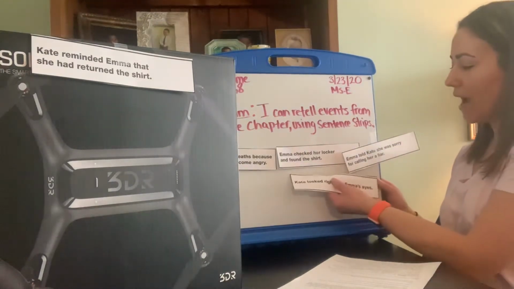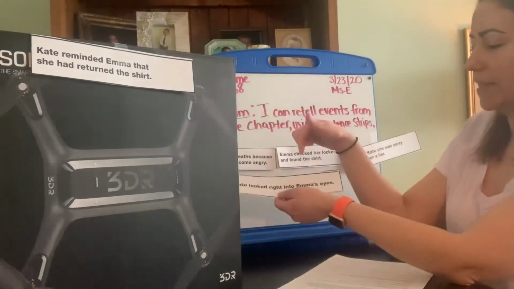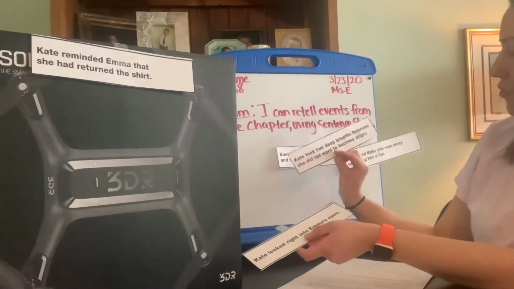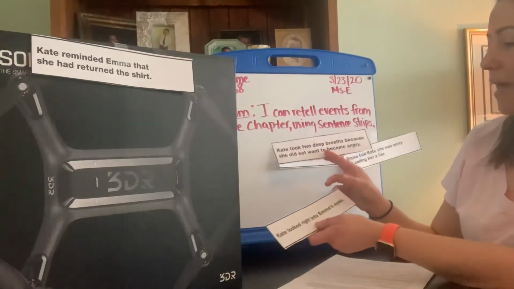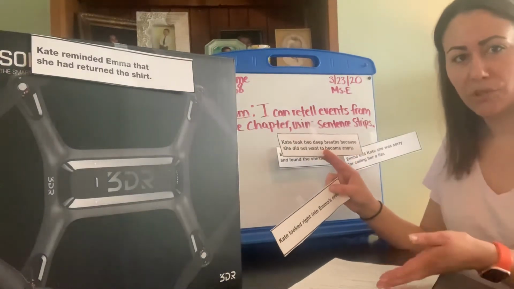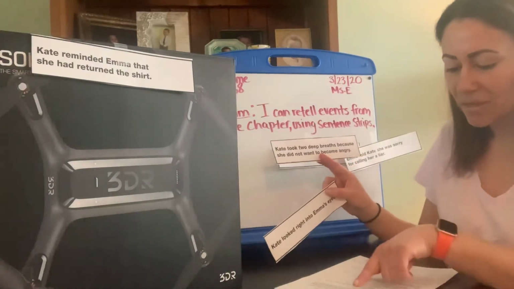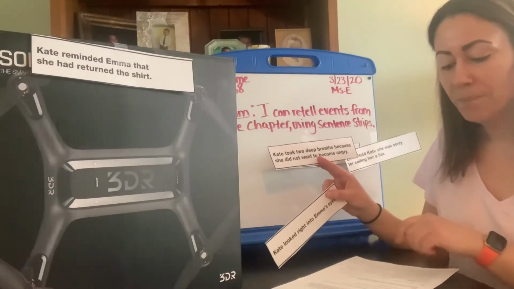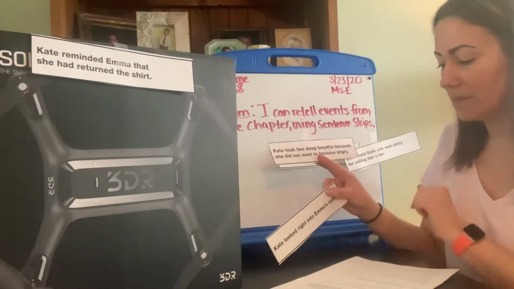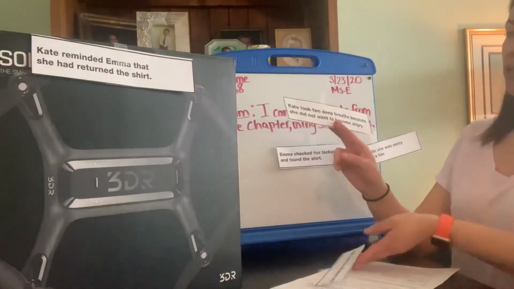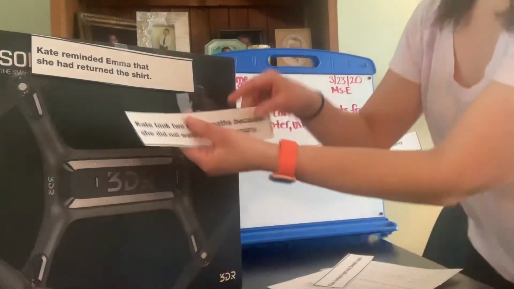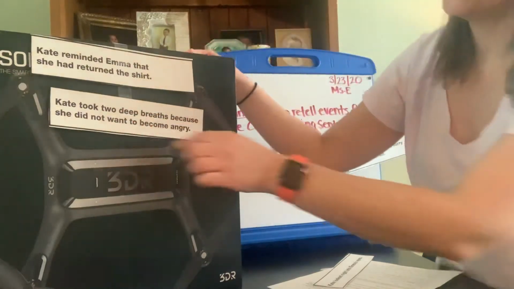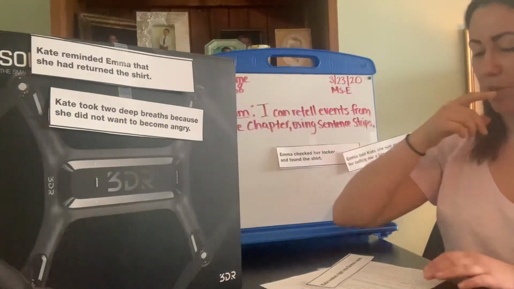So I need to figure out if what's coming next is Kate looked right into Emma's eyes, or if it should be Kate took 2 deep breaths because she did not want to become angry. So since I don't remember, I'm just going to go back to the story. So Emma said that she had returned the shirt. "That's a lie," said Emma. Kate took 2 deep breaths. So there's my answer. Next, after she reminded Emma that she had returned the shirt, the next event from the sentence strips would be that she took 2 deep breaths so that she wouldn't become angry.